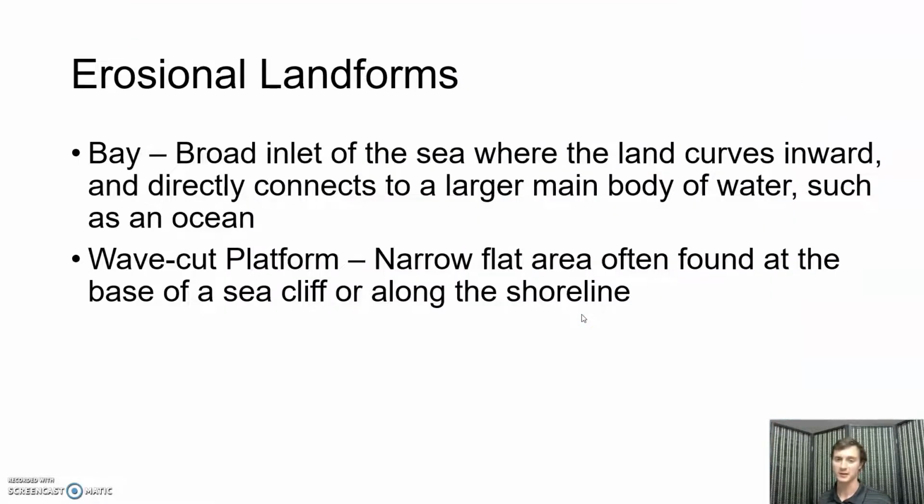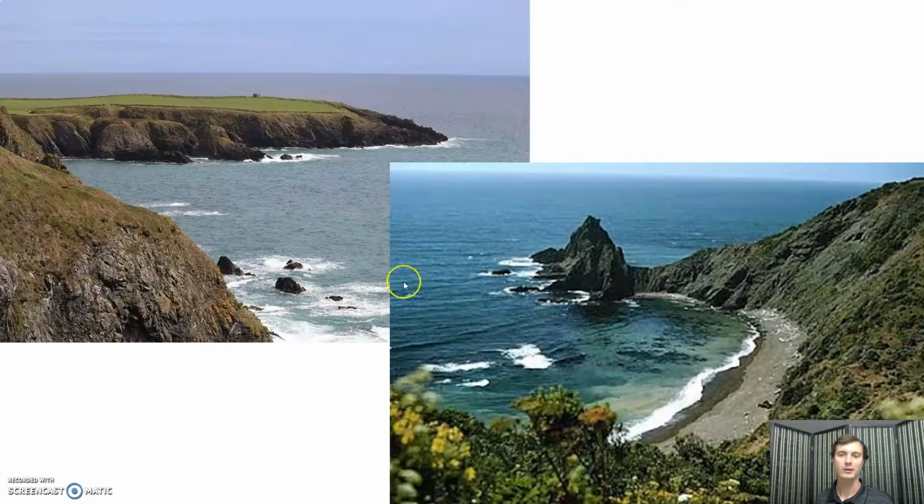So we have our definition here, a narrow, flat area often found at the base of a sea cliff or along the shoreline, going to be our wave-cut platform. So what are we looking at in the two images here? Well, it looks like a piece of the land is just jutting out into the sea, right, ahead of everything else.